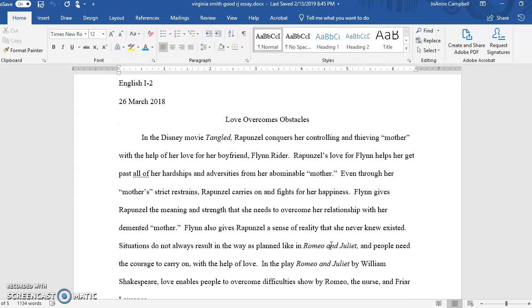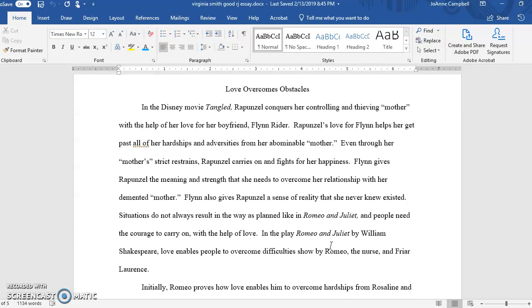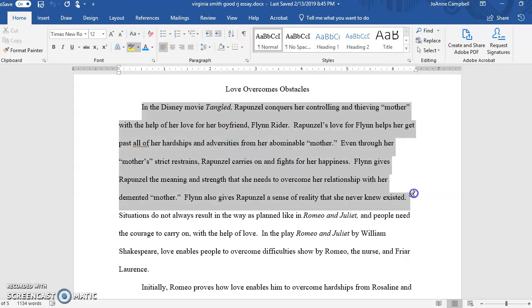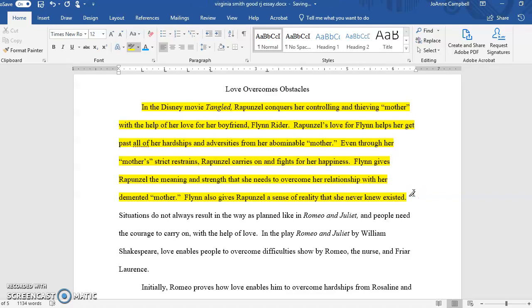And then we start with our intro paragraph, and I'm going to highlight as we go. Remember, the intro paragraph is going to have 4 to 6 sentences that doesn't have anything to do with Romeo and Juliet yet. Instead, it's going to be your hook. So it's talking about the theme that you're going to be proving in your essay, but talking about something else to introduce the reader to your theme.